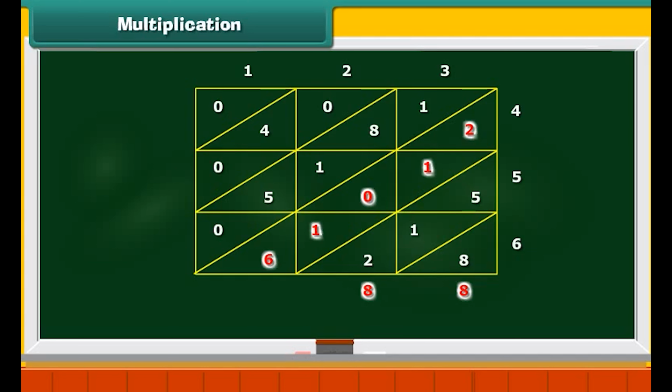The third diagonal has 5 elements, 2, 1, 0, 1, and 6. Their sum is 10. Write 0 and carry over 1 to the next diagonal. It has 5 elements: 1, 8, 1, 5 and 0. Their sum is 16, including the carry over 1. Write 6 and carry over 1 to the next diagonal.